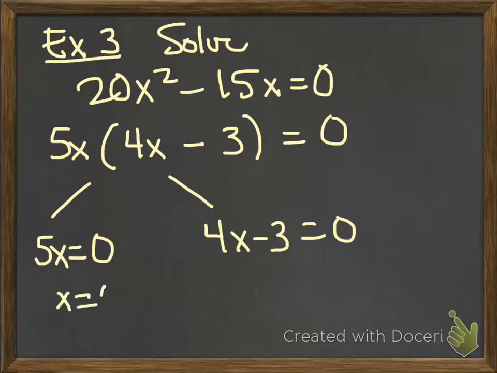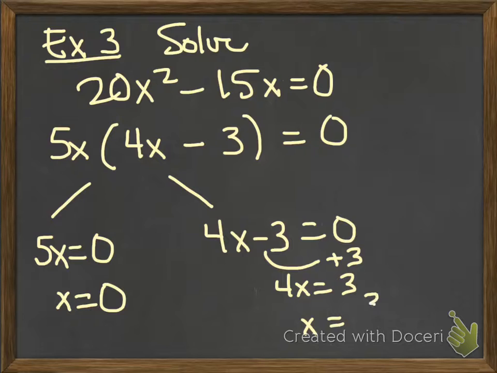And you get x equals 0. On this one, you're going to add 3 and divide by 4. So you get x equals 3/4. So the two answers, the two roots, are x equals 3/4 and x equals 0.